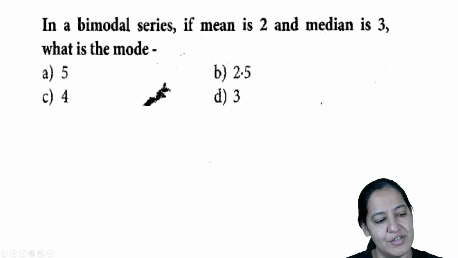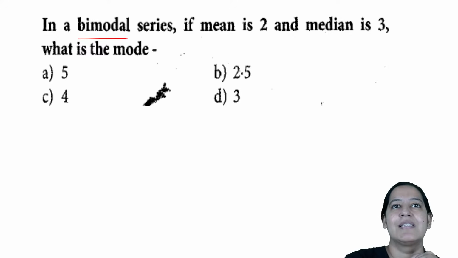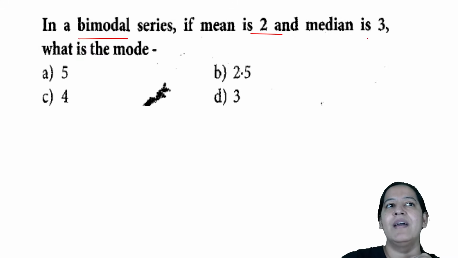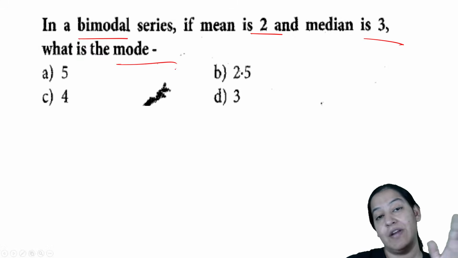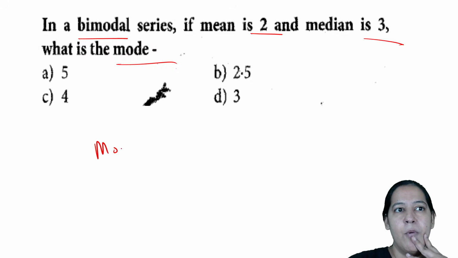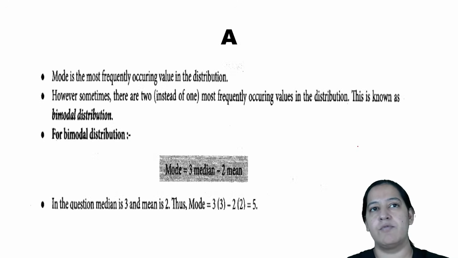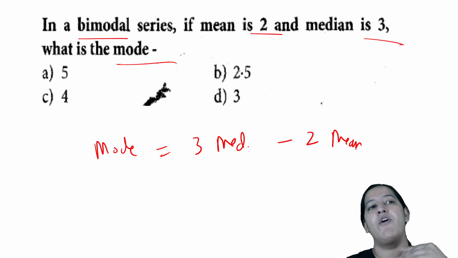This is the next question in front of you. In a bimodal series, if mean is 2 and median is 3, what is the mode? I have told you the relationship between the three. Should I tell you the formula again? Mode is equal to 3 times median minus 2 times mean. Let me see. Is this formula correct? Yeah, the formula is correct.